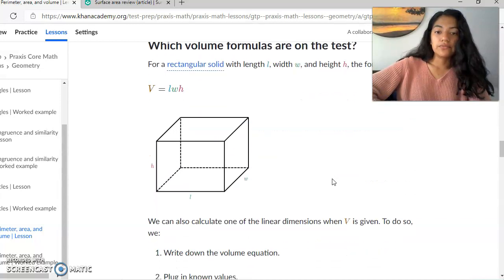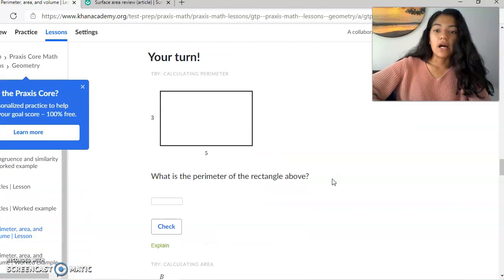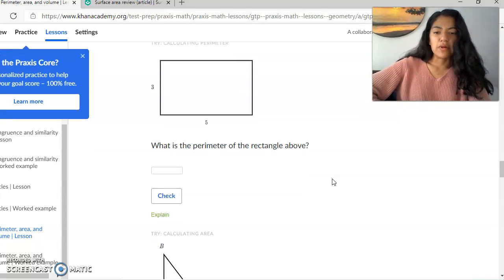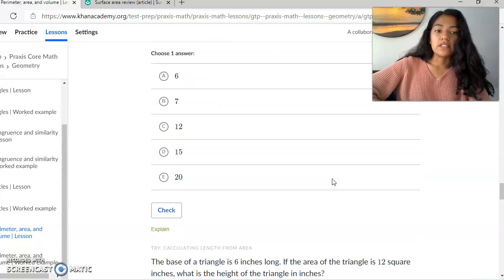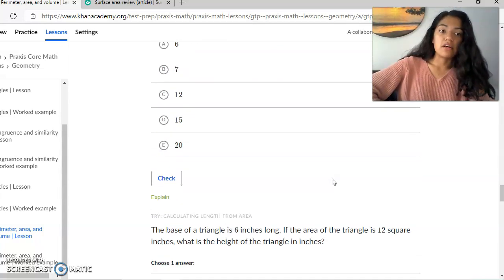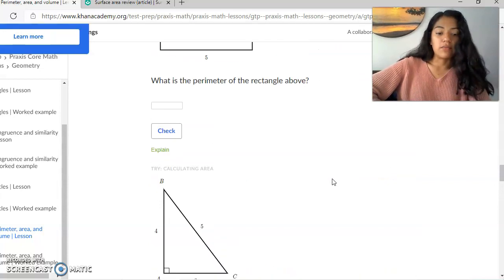Here we are at volume. Okay, and now it goes to your turn. This is the part where the student will have a practice round. There's about 5 questions, I believe, that all coincide with perimeter, area, and volume. Just different kinds of questions about those same topics.